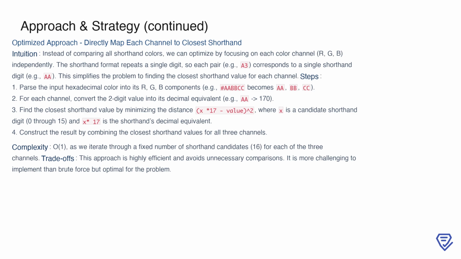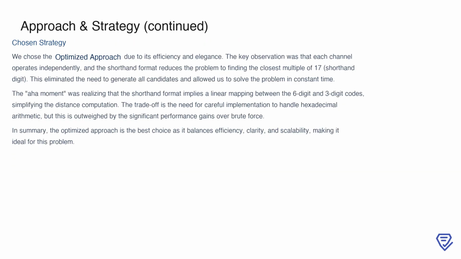While it's a bit more challenging to implement due to the need for handling hexadecimal arithmetic, the efficiency gains make it well suited for this problem. The optimized approach was ultimately chosen for this problem because of its efficiency and simplicity. By observing that each color channel operates independently and that shorthand hexadecimal codes correspond to multiples of 17, we were able to reduce the problem to a much simpler one, finding the closest multiple of 17 for each channel. This key insight eliminated the need to generate all possible candidates, allowing us to solve the problem in constant time.